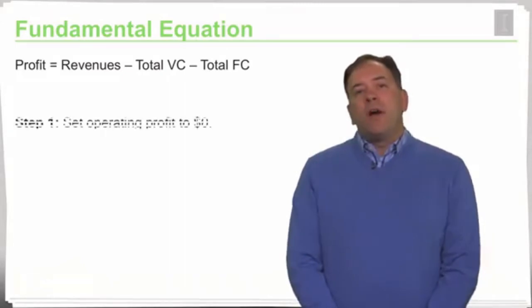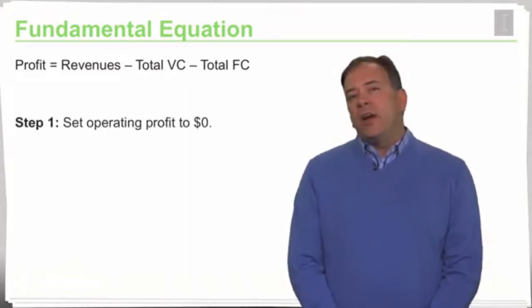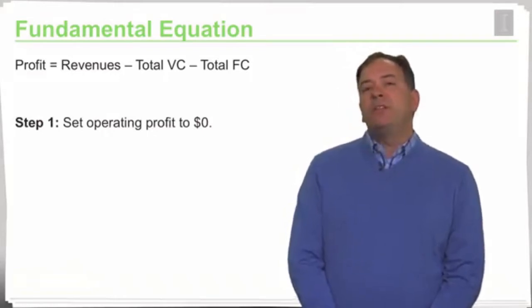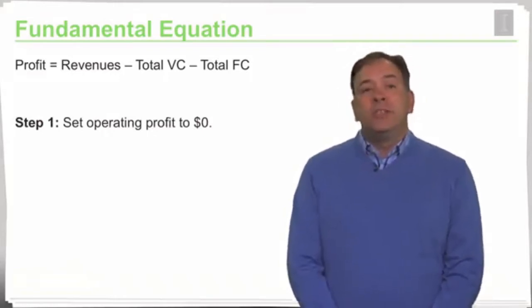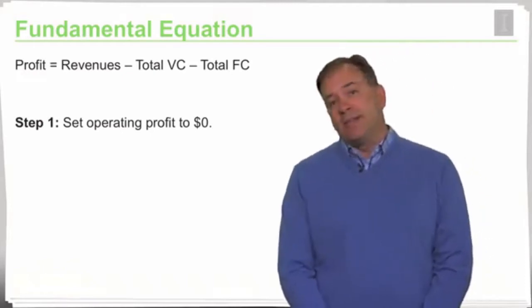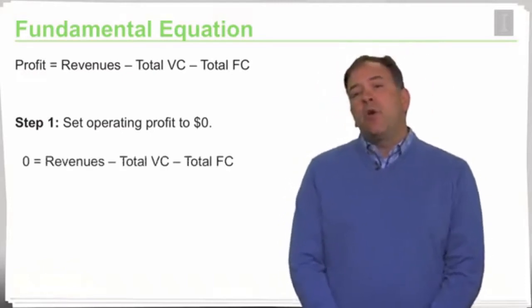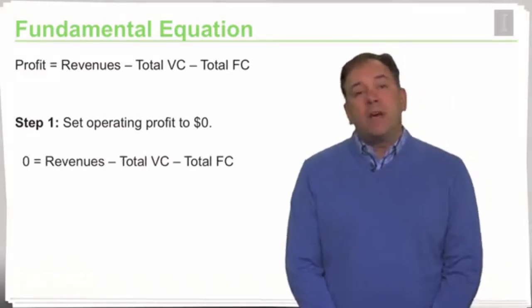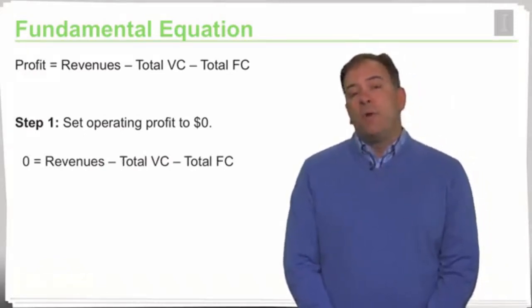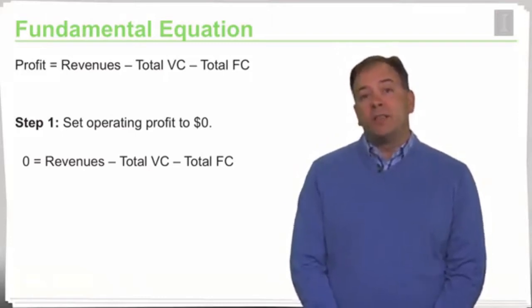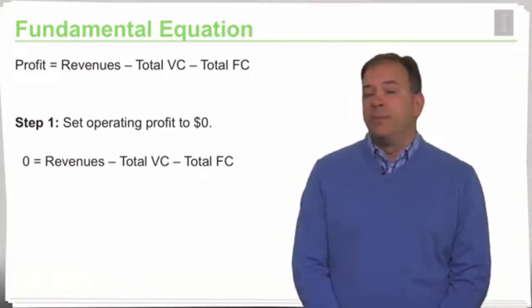So beginning with our equation, we essentially are asking, where is it that we break even? Which is equivalent to setting profit to $0, where we don't lose any money, but we don't make any money in this accounting period. And so our profit figure becomes 0. And the rest of the equation is exactly the same. Revenues minus total variable costs minus total fixed costs equal to 0.